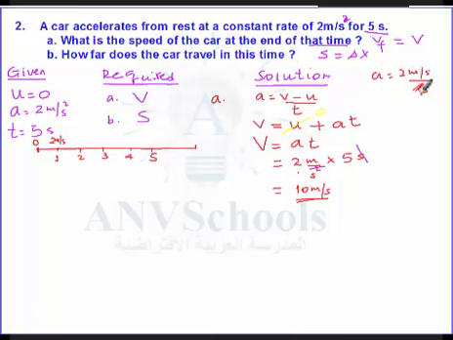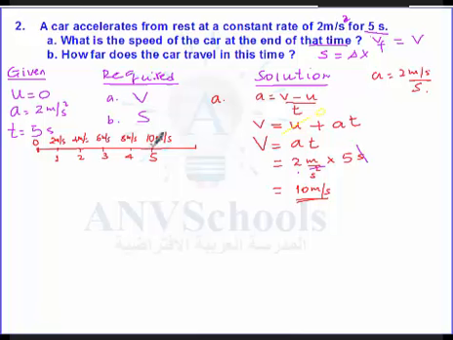So every second, for every change of 1 second, the speed is changing by 2 meters per second. In the first second, it will have 2 meters per second. 1 second after, the speed will increase by 2 meters per second, then it will be 4 meters per second. 1 second after, the speed will be 6 meters per second. 4 seconds after, it will be 8 meters per second. Then 5 seconds after, it will be 10 meters per second.